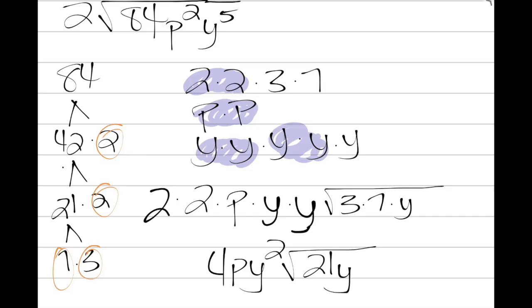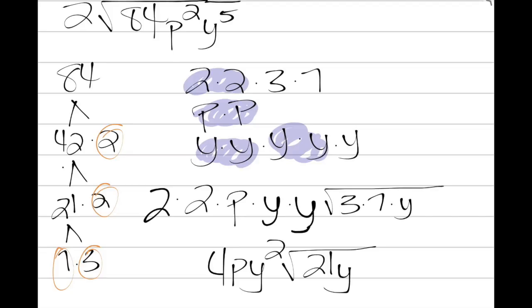This is the last example and the most complex example of this video. So I have 2 times the square root of 84 p squared times y to the 5th. As usual, like I said earlier in the video, any numbers on the outside, we're not going to worry about it. So that 2 I'm not worried about. What I am going to do is that I'm going to break down 84 through factorization. So 42 times 2 is 84. 21 times 2 is 42. And 7 times 3 is 21.